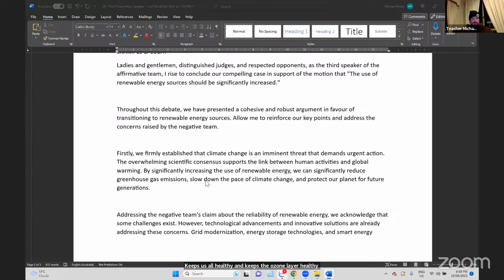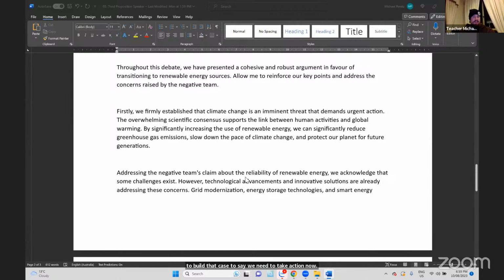So yeah, by significantly increasing the use of renewable energy, we can significantly reduce greenhouse gas emissions, slow down the pace of climate change, and protect our planet for future generations. So we've gone back over a lot of the important reasons. So we can reduce greenhouse gas emissions, slow down the pace of climate change, and protect our planet. So we're just, again, going back to those reasons, making them seem all very important, trying to build that case to say, we need to take action now.